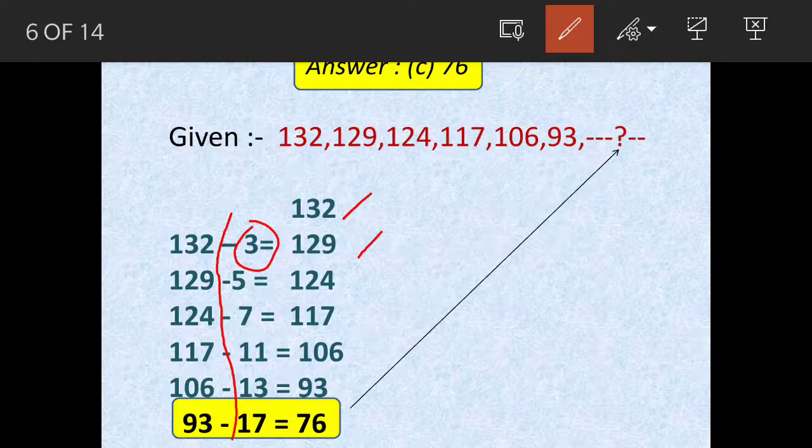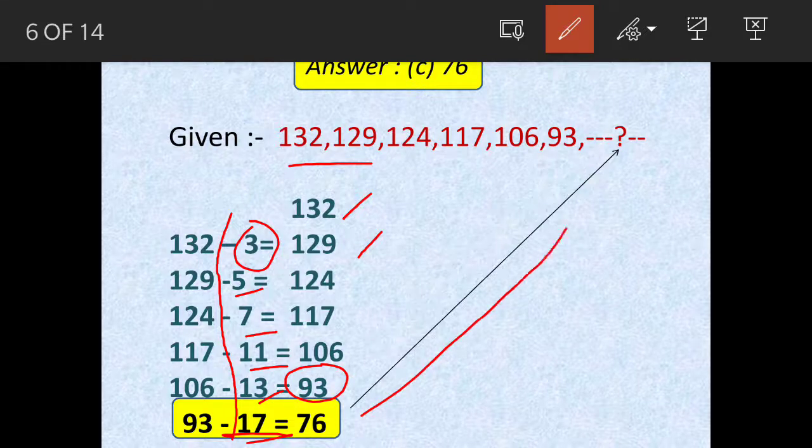So we'll see again. The first term is 132 and the second one is 129. So the difference is 3. Now 129, 124, difference is 5. 124, 117, difference is 7. 117, 106, difference is 11. 106, 93, difference is 13. So after 13, since the next number is 17, from 93, if we deduct 17, we should get the term. So 76 is the missing term.